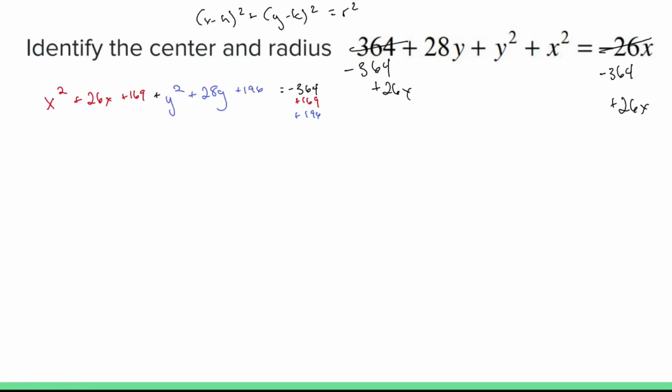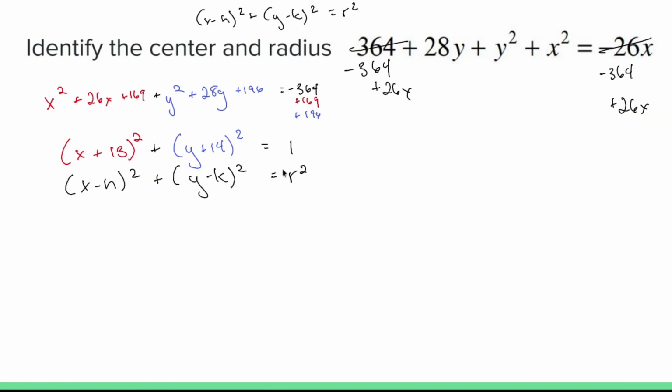So this factors out to (x plus 13) squared. This factors out to (y plus 14) squared. And you won't believe it, but according to Siri, these guys are 1. So now I have the form that I want. Now I have (x minus h) squared plus (y minus k) squared equals r squared.